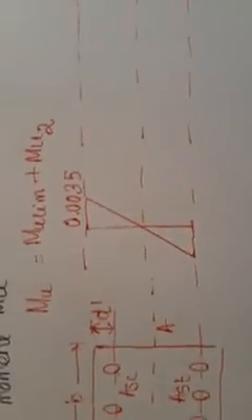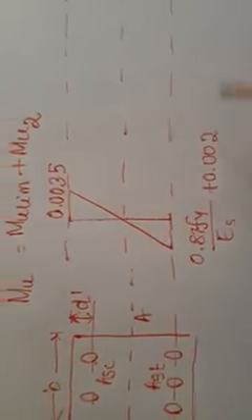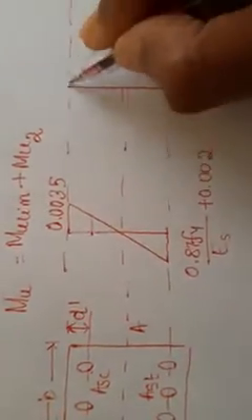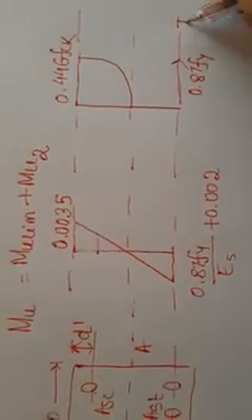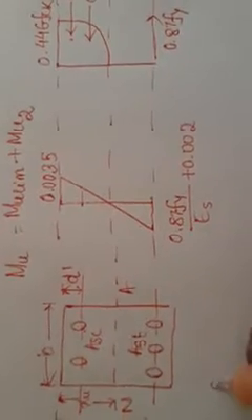This is the strain diagram with extreme strain at concrete fiber 0.0035, and the strain in steel is 0.87 Fy by Es plus 0.002, and this is the stress diagram. The stress in concrete at extreme compression fiber is 0.446 fck. Here the steel is 0.87 Fy. This is T. So this is the section of the beam, this is the strain diagram, this is the stress diagram.